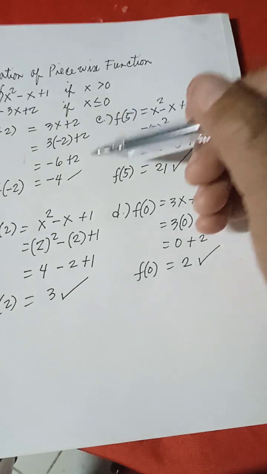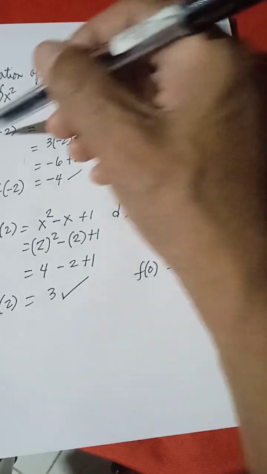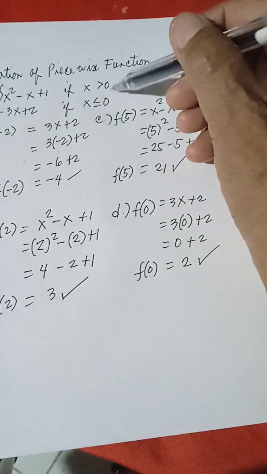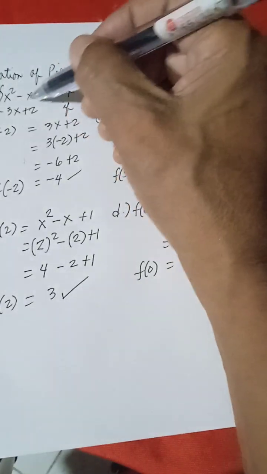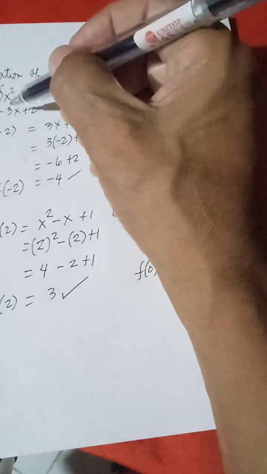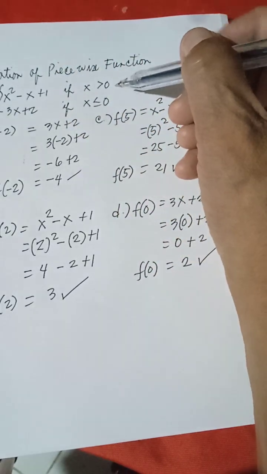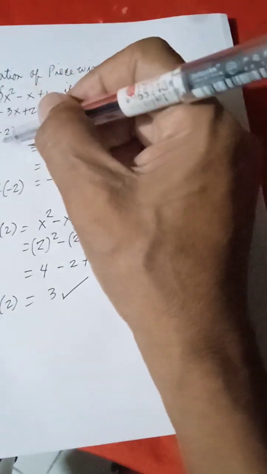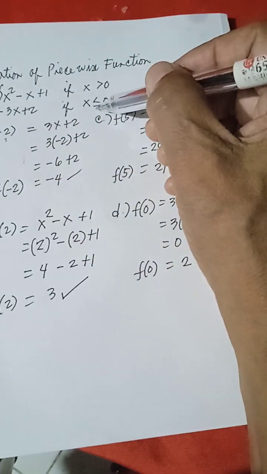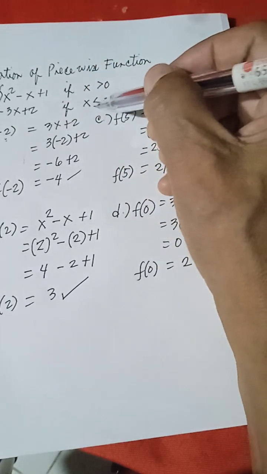You're just going to find which sub-function you are going to use at a certain given domain, because there is a condition like this one. x squared minus x plus 1 is used if x is greater than 0, and 3x plus 2 if x is less than or equal to 0. So when we have f of negative 2, negative 2 is less than 0, so we use this 3x plus 2.